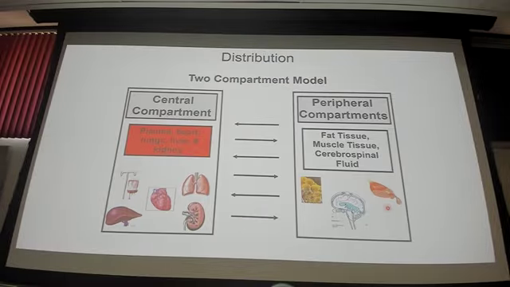So we talked about drug distribution models, and in the two-compartment model, we have that central compartment, which includes the organ shown here, in addition to the peripheral compartments, which includes the brain, the muscle, and the fat cells. So most drugs follow the two-compartment drug distribution model.